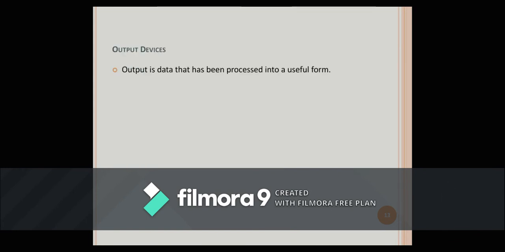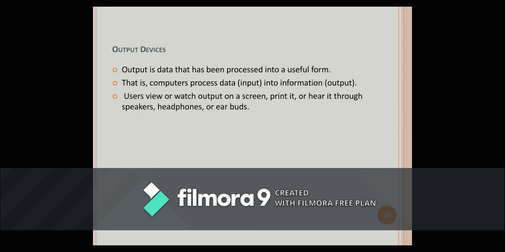Output devices. Output is data that has been processed into a useful form. That is, computer processed data input into information output. Users view or watch output on the screen, print it, or hear it through speakers, headphones or earbuds.